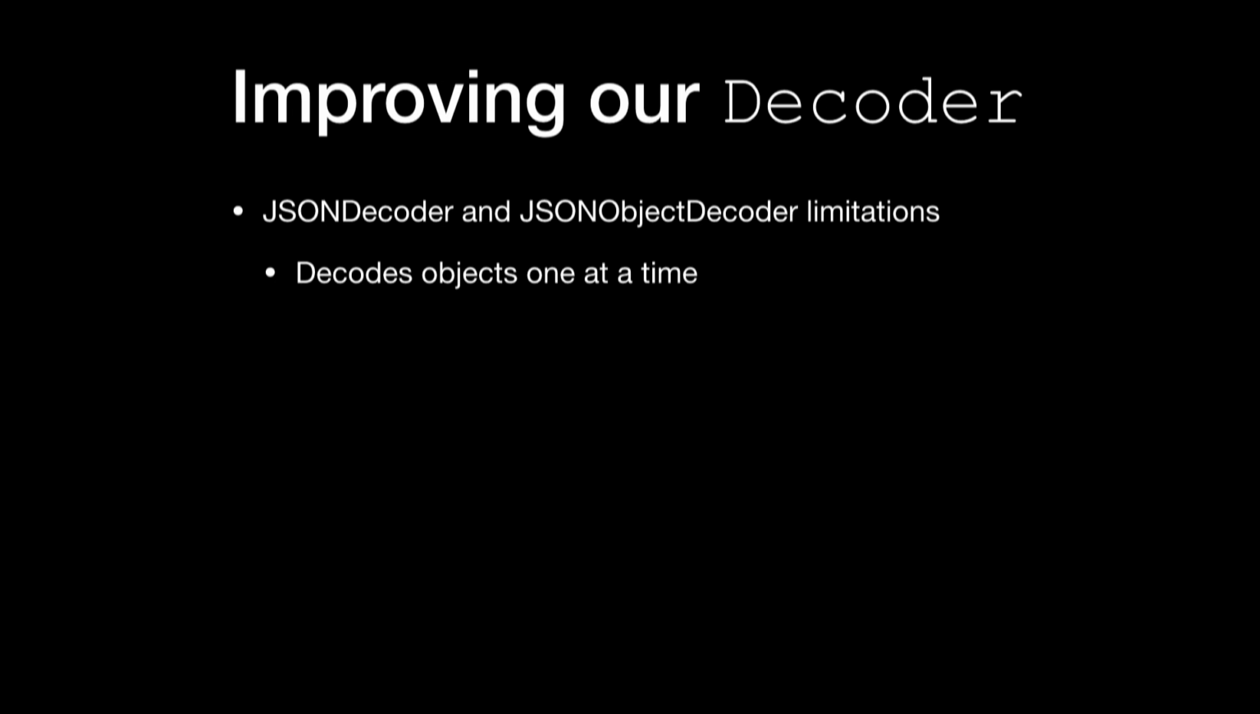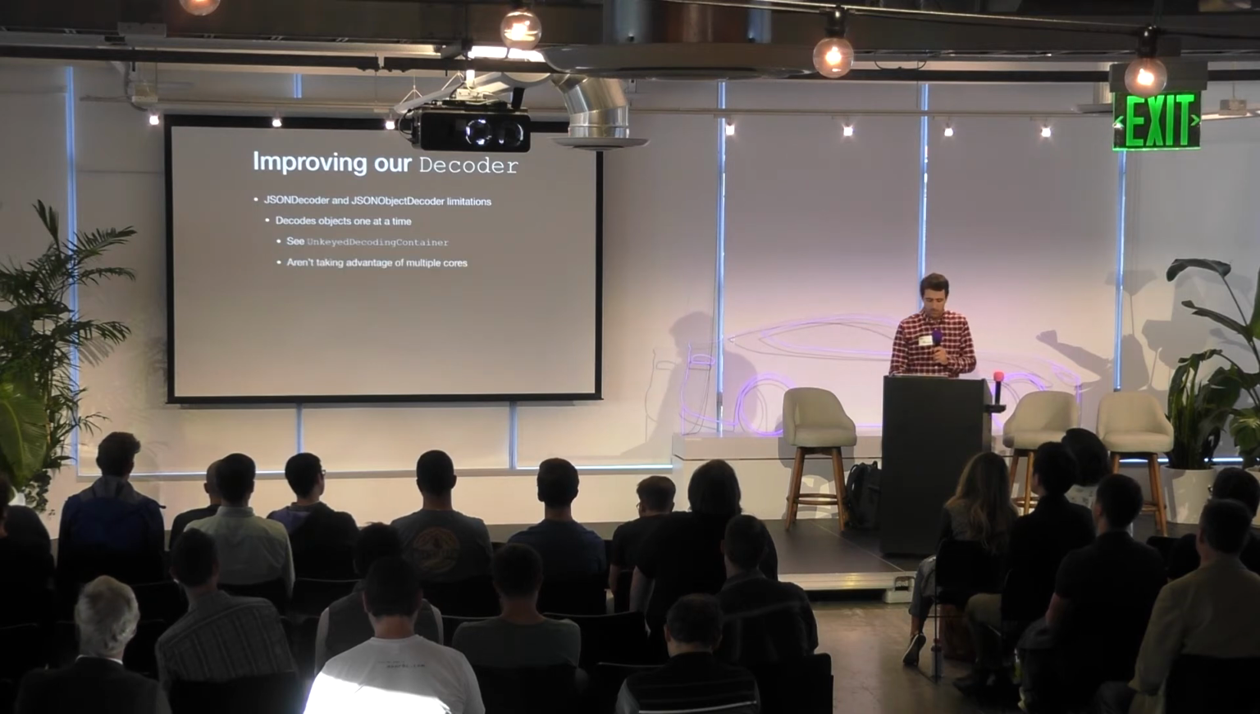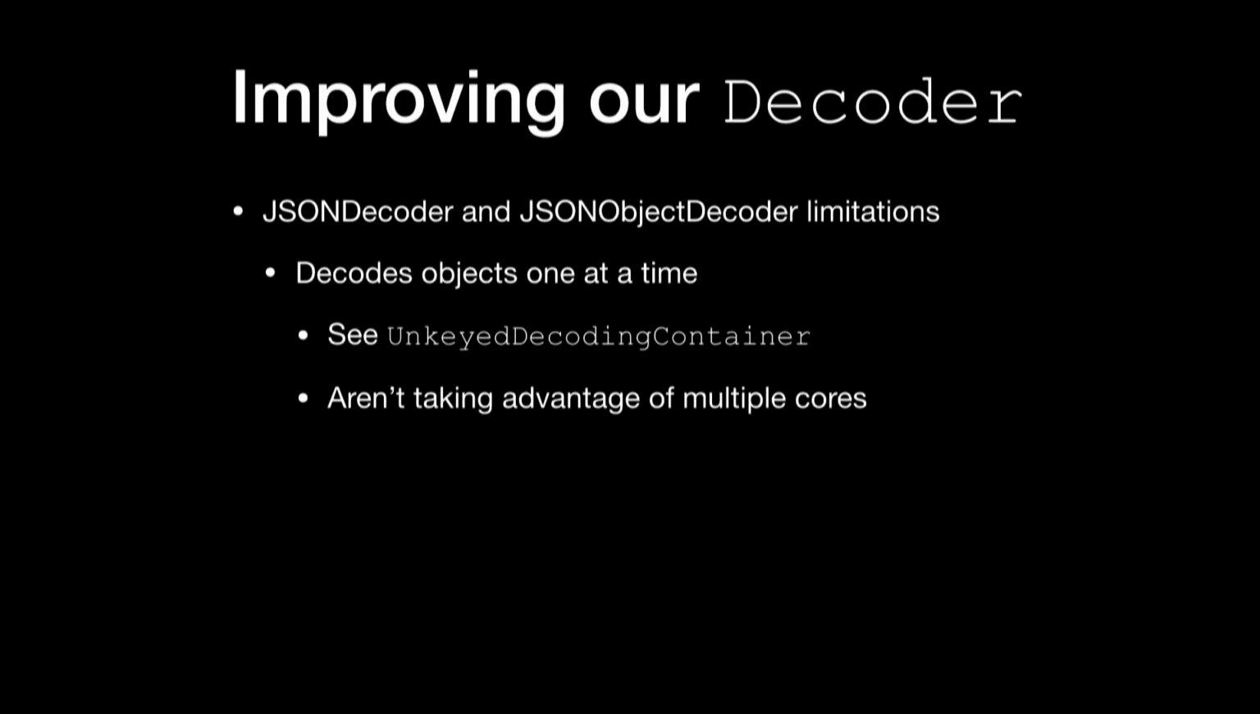So the one I want to focus on is that JSONDecoder and JSONObjectDecoder decode objects one at a time. And what I mean by this is if you look at unkeyed decoding container, for example, every time you call decode, you can decode one object in the array, and it moves on serially. And that means we're not really taking advantage of the fact that devices have multiple cores. More often than not, if you have the right sort of setup and the right size data, you can take advantage of multiple cores and parse your data a lot faster.